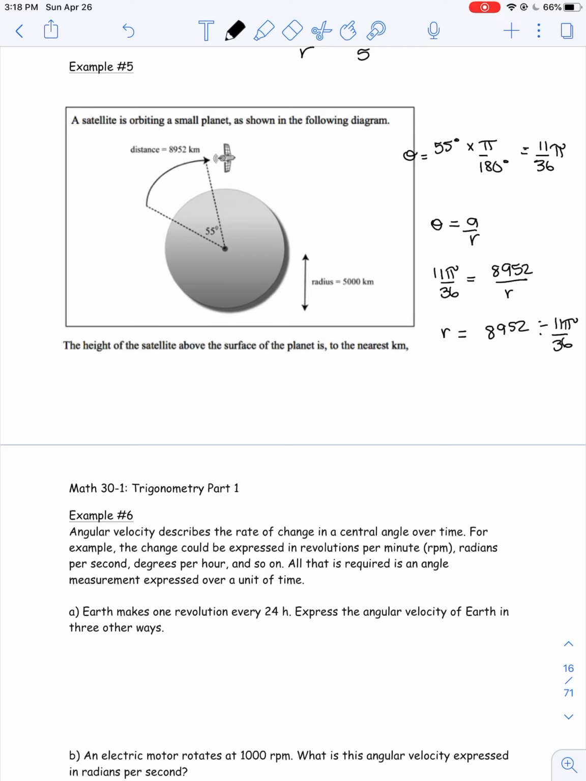When you're dividing, I like to put the 11 pi divided by the 36 in brackets. And you should get that the radius is equal to 9,325.66 kilometers.